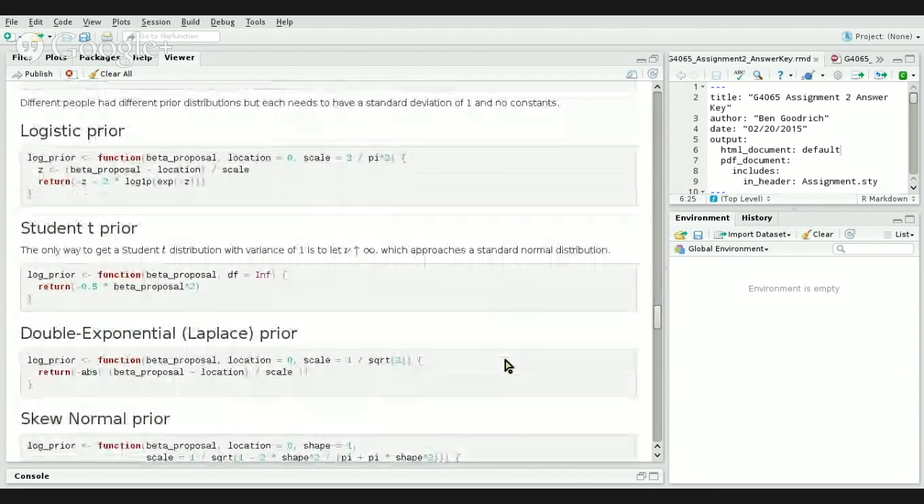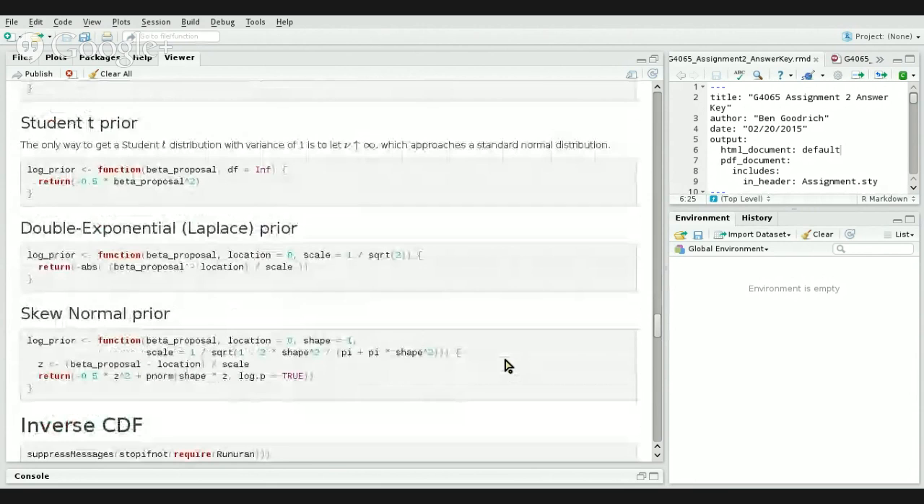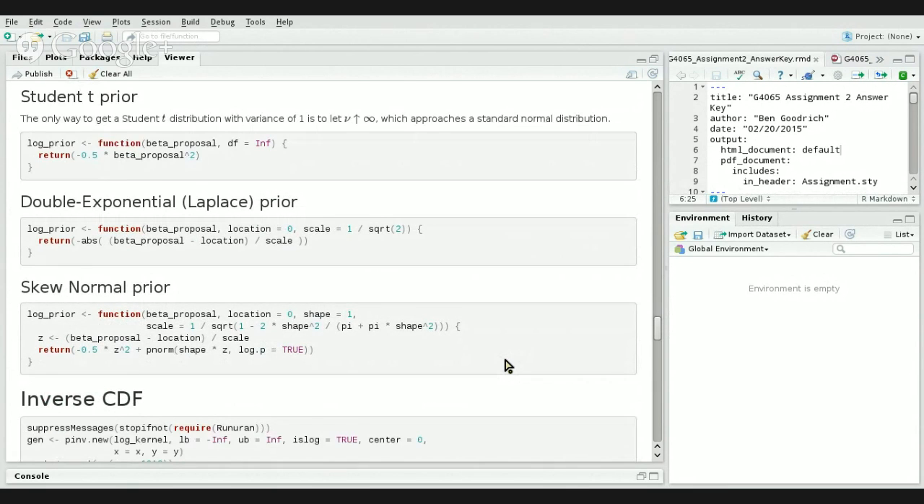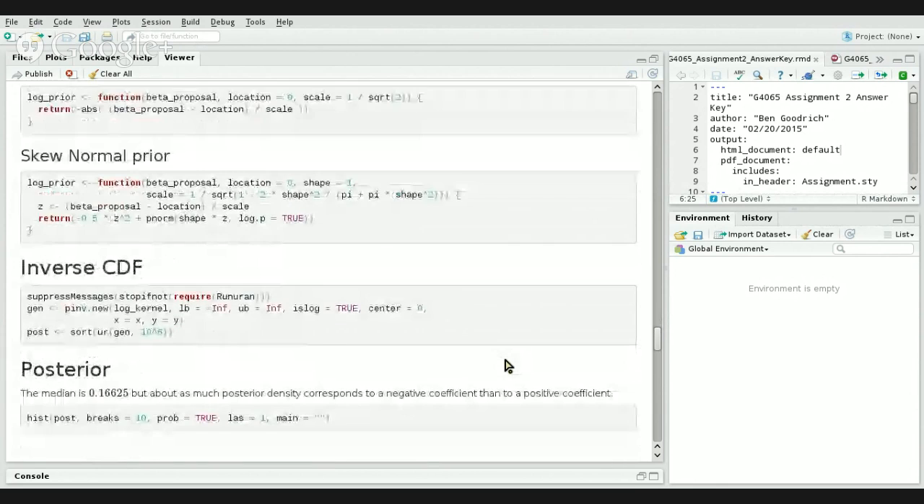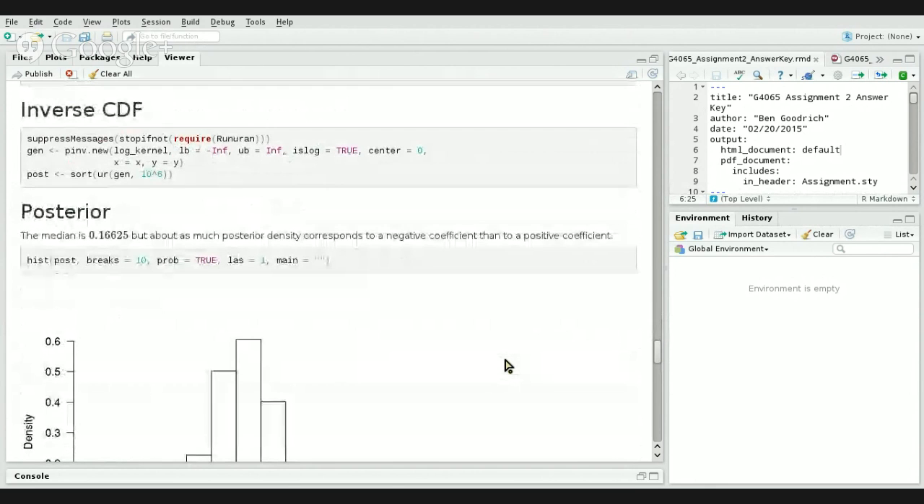So it was really just a practice exercise in figuring out what the logarithm of one of these prior distributions would be. And then depending on what log prior you have, you can use the inverse CDF method that's implemented by the R Runuran package. You just want to use pinv to get an approximation of the inverse CDF that corresponds to your kernel function. In this case, there's no lower bound or upper bound on beta.